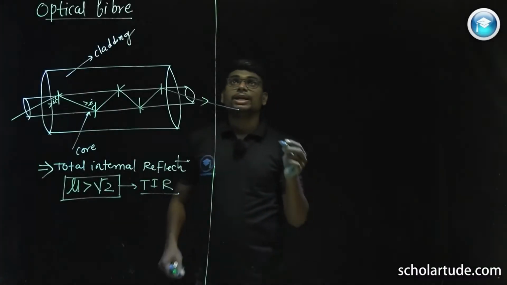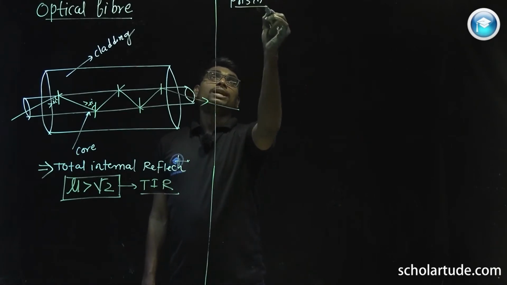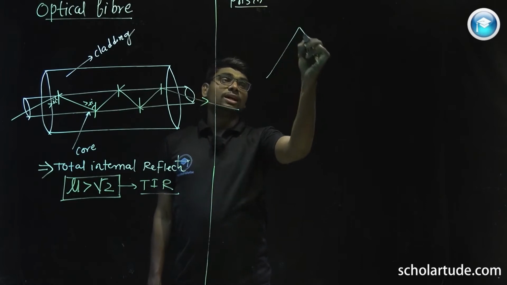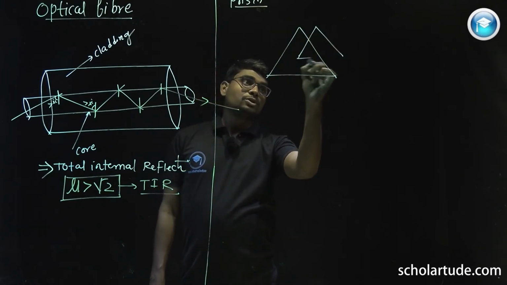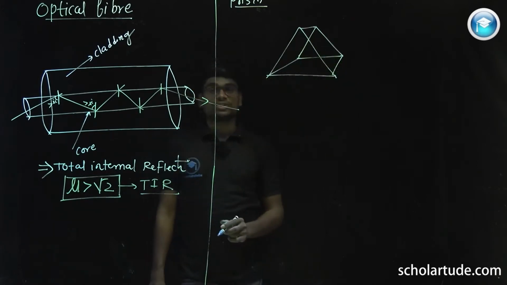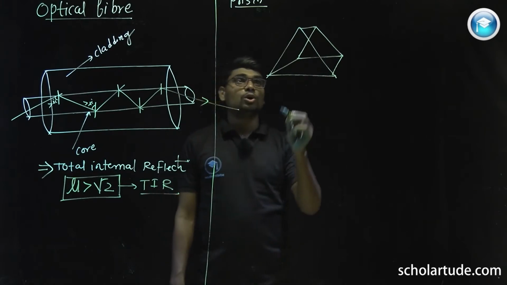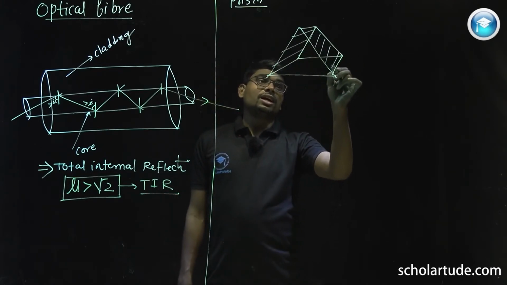Now, our main topic is called prism. You might have seen a prism in your class or your laboratory. So this is one kind of prism. Prism means the hollow surface. It is actually hollow. It's sometimes made up of glass.